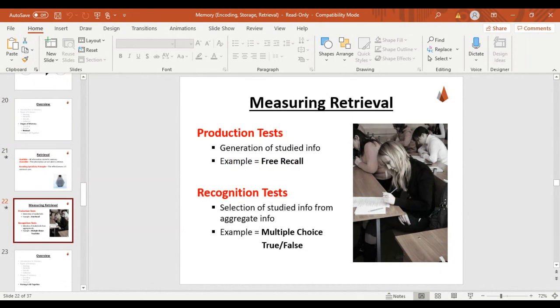So ways that we measure retrieval is, of course, as we know, through different tests. Tests that ask for short answers or essay questions are going to measure retrieval better than ones that work on more recognition. Not to say that one is right or wrong, but it depends upon what you're trying to learn and what is being required of you in that class, or whatever the test you're taking is trying to measure you against. You can use production tests or recognition tests.